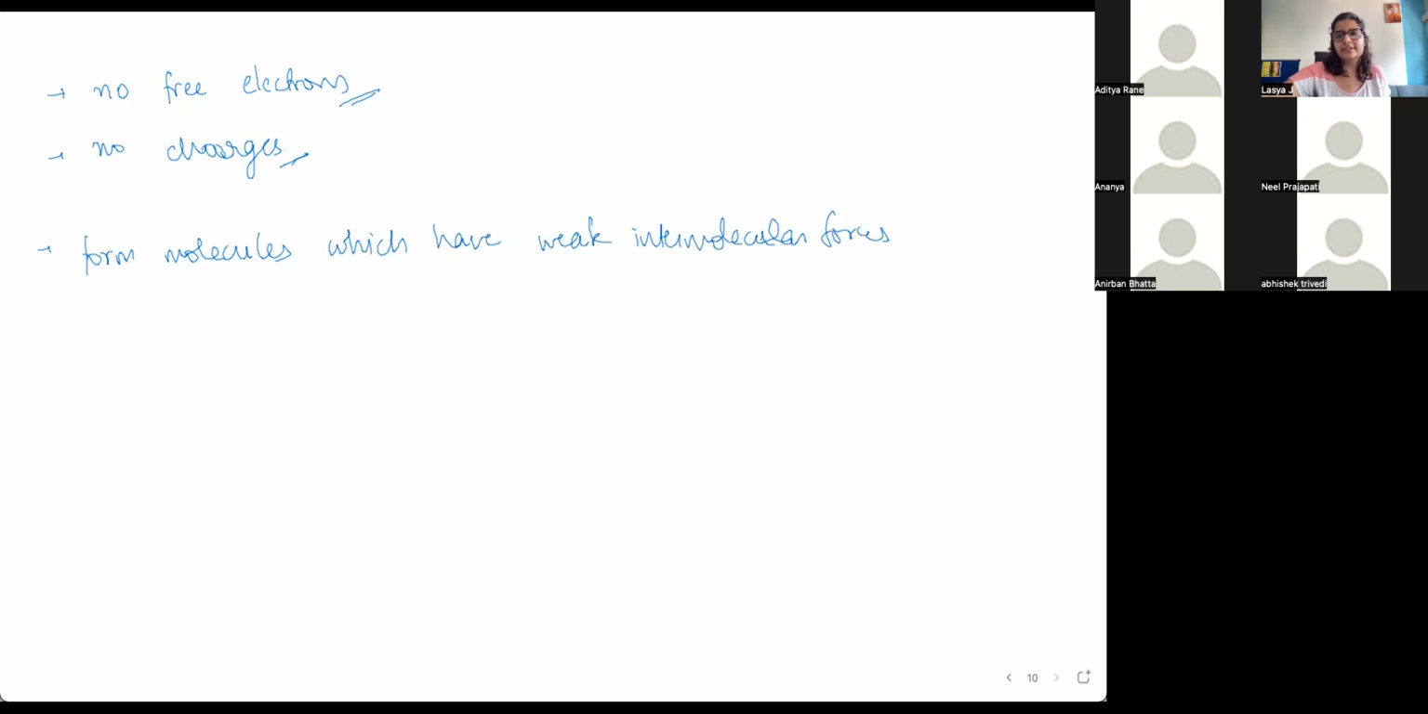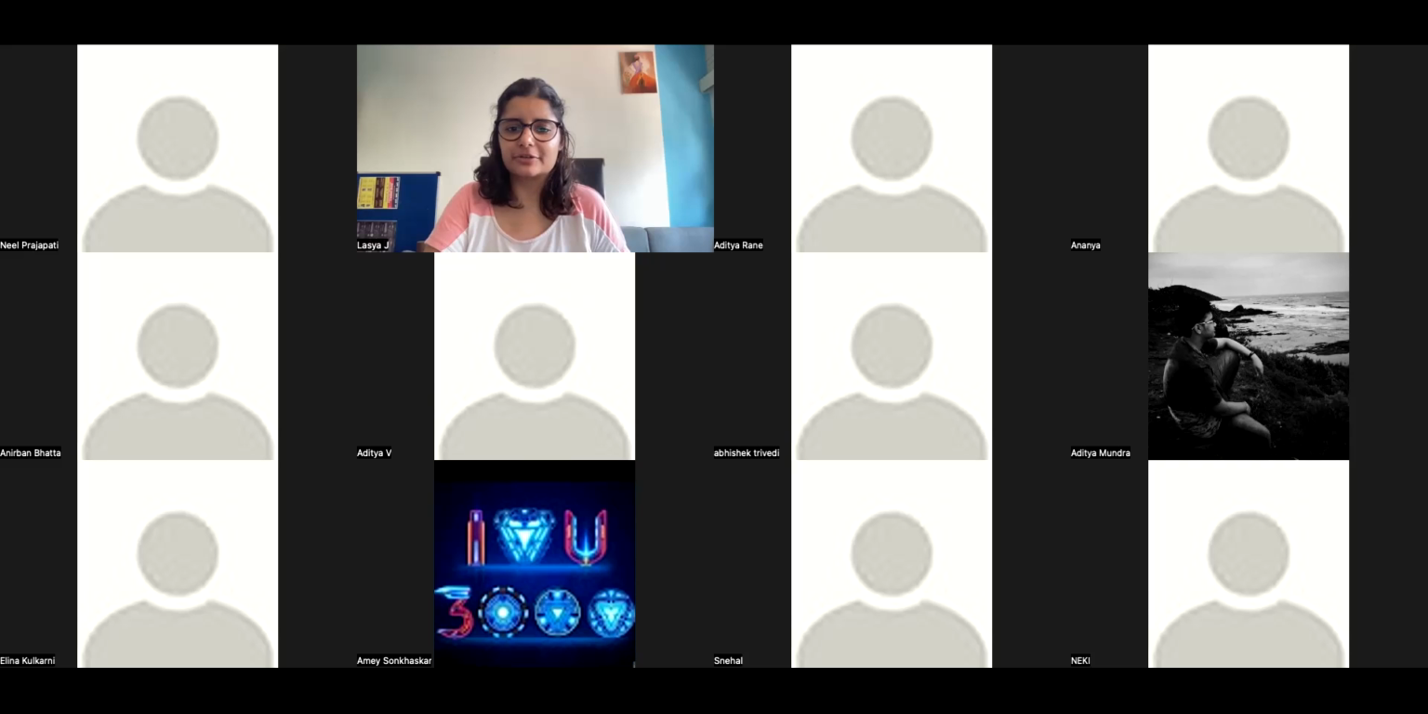Anything else from this chapter, guys? Okay, I am taking it as a no. So we'll go on to periodic classification now. The main things you need to know in periodic classification are the different theories. Starting with history, Dobereiner's triads. What did Dobereiner say? What was his theory in classification?